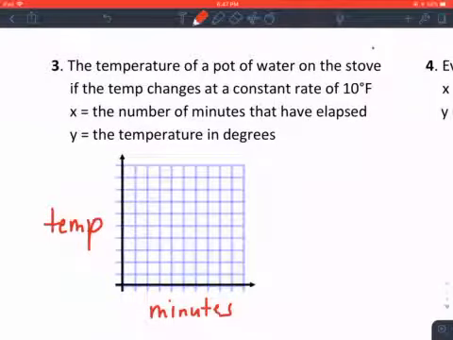Okay, so when you put the pot of water on the stove, it already is a certain temperature, so let's just say it starts here. As the temperature in the pot of water increases at a constant rate of 10 degrees Fahrenheit, it goes up at the same exact rate each time. So a graphical representation for number 3 would look like this.